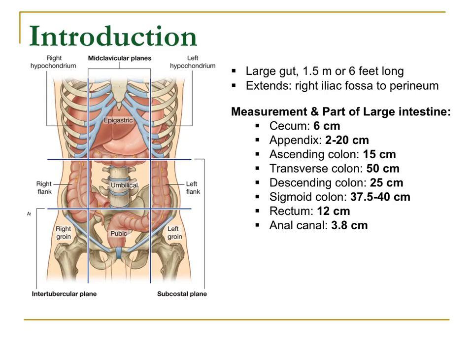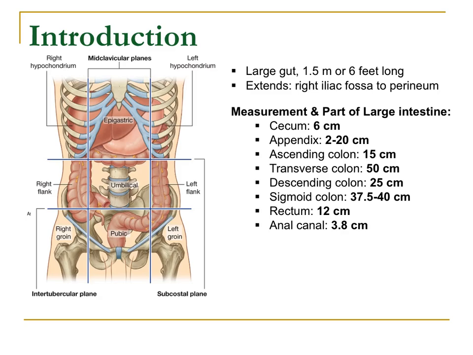If you look at the length of this large intestine, the longest part is the transverse colon. If you see this part, this one is the transverse colon. And the shortest part of the large intestine is the anal canal region, which is only 3.8 centimeters. So this is the shortest part of the large intestine.